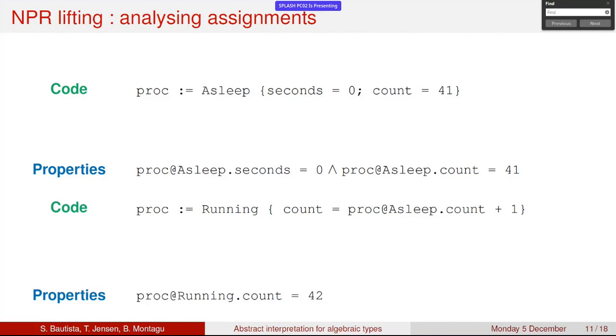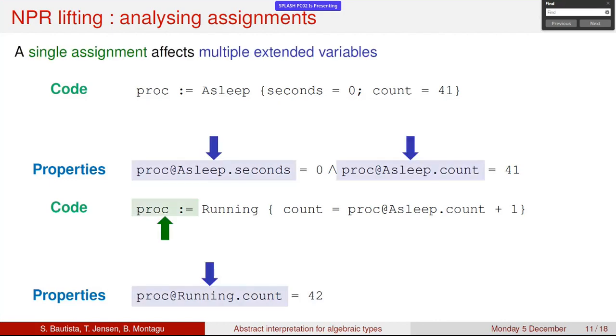And so if we look at the second assignment, we might notice something interesting, which is that in the program, there is only one variable that is being assigned to, but in the properties, it affects 3 different extended variables, because we have 2 extended variables that disappear and 1 extended variable that appears. So that shows us some of the things that we have to take care of while analyzing assignments with the NPR lifting. And so I'm not going to give you the exact formula for analyzing assignments, but I'm going to give you the main ingredients that are involved.